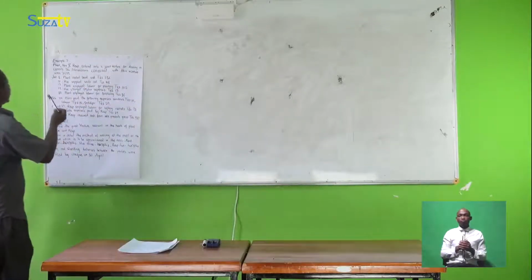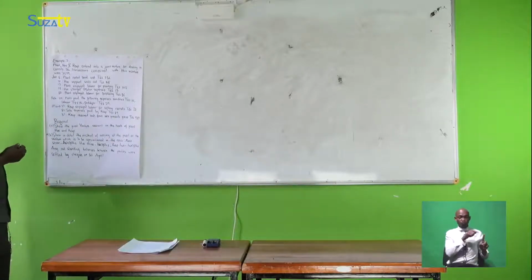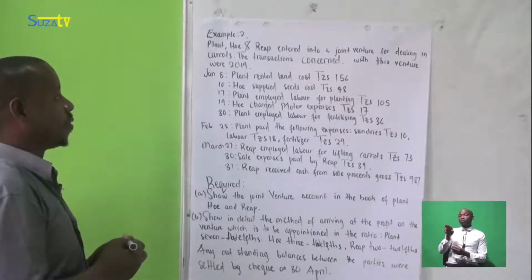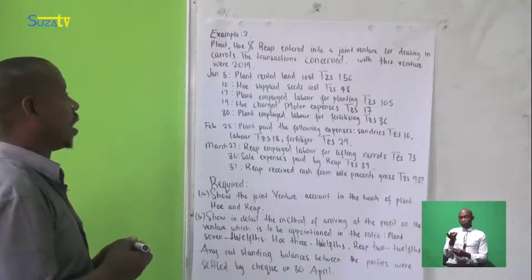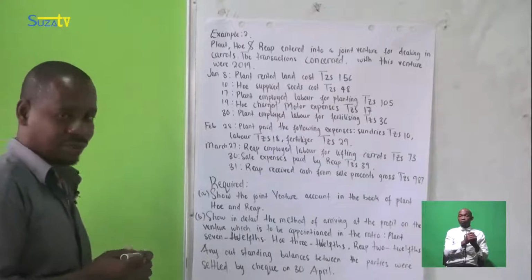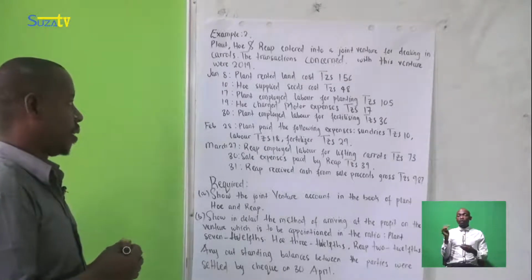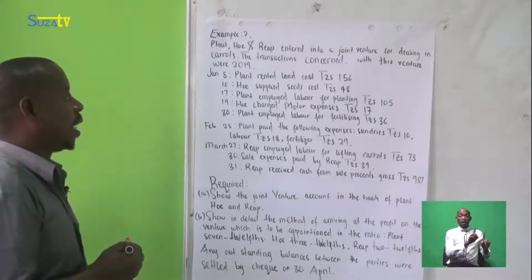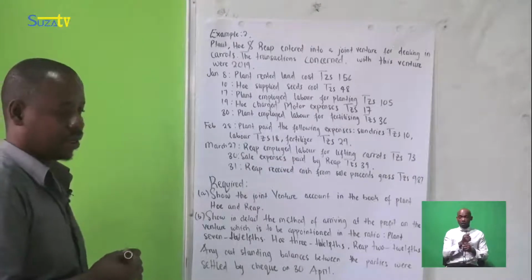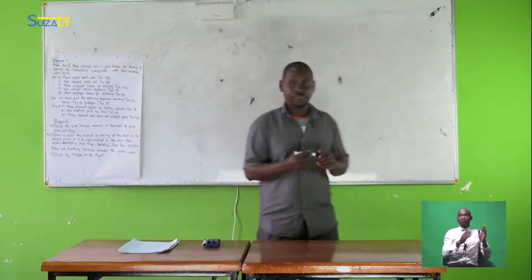Plant, Hoy, and Rip enter into a joint venture dealing with carrots. The transactions concerned with this venture were as follows. January 8, Plant rents a land, cost Tanzania shillings 150. This venture concerns three people.